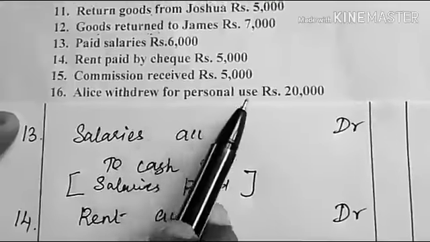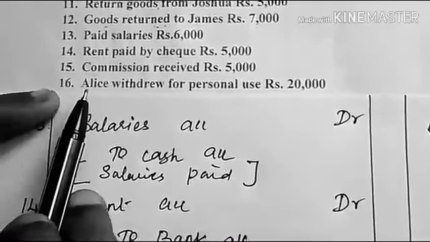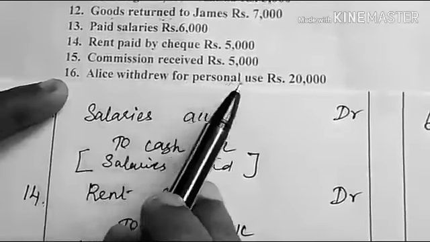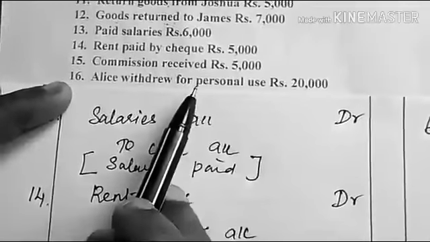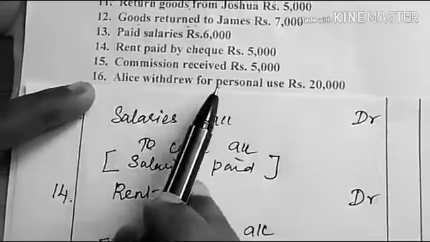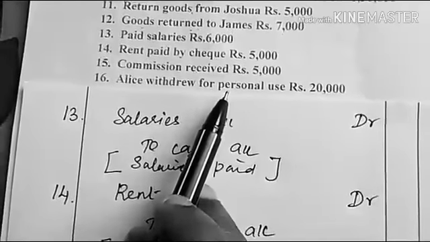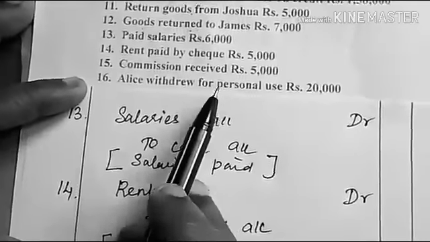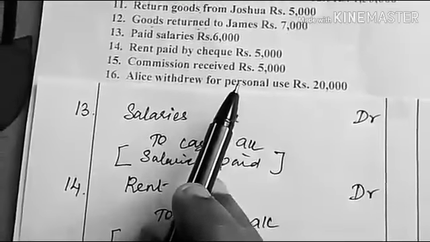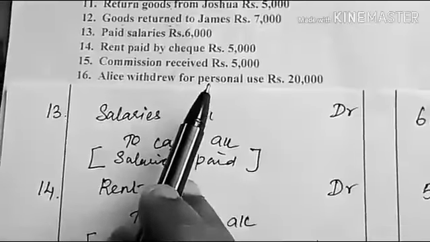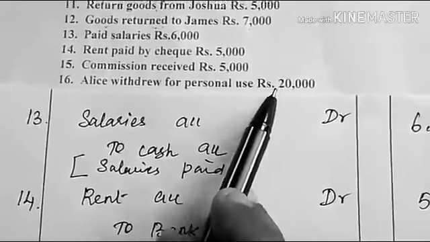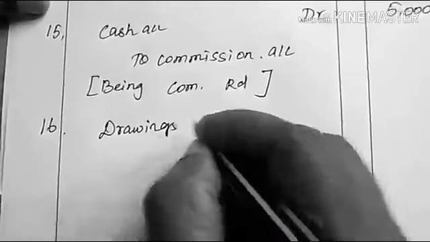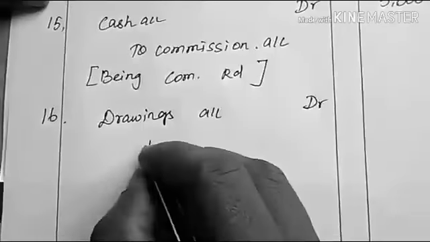Alice withdrew for personal use. See, who is Alice? Alice, she is a proprietor. So the proprietor withdraws some amount from business for her personal use. Any amount withdrawn from business for personal use is called drawings. Drawings can be in the form of cash or in the form of check or in the form of goods. If it is in the form of cash, the entry for the transaction is drawings account debit to cash.